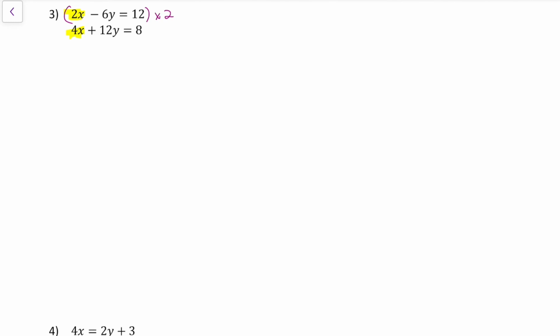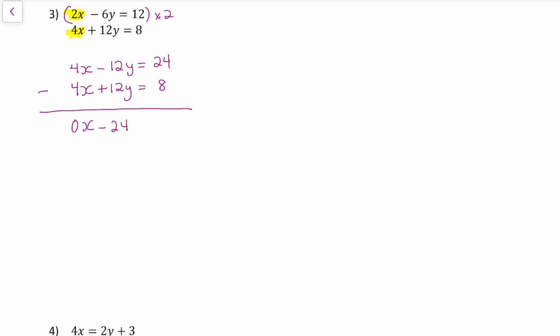So I get 4x minus 12y equals 24. Remember, you need to multiply everything by 2. And 4x plus 12y equals 8. Both are positive 4x, so I'm going to subtract the equations in order to get rid of my x's. So I get 0x, and minus 12 minus 12 is negative 24y. And then 24 minus 8 is 16.